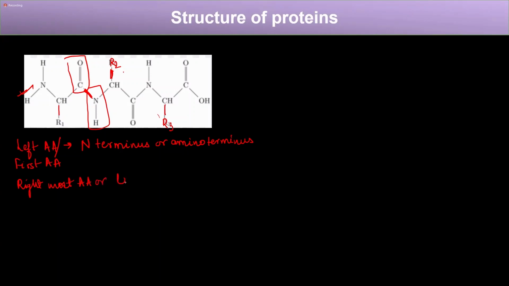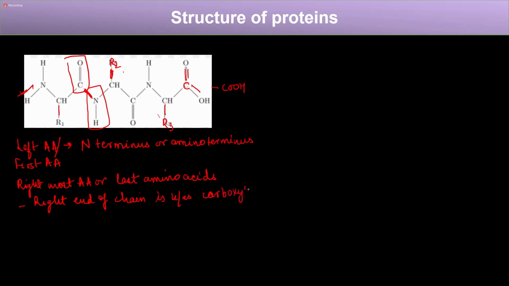acid or last amino acid, what group do we have? We have the COOH group, right? The carboxylic group. Because of this, this terminal is known as the C-terminal or carboxylic terminal. So the right end of the chain is known as the carboxylic terminal or C-terminal.